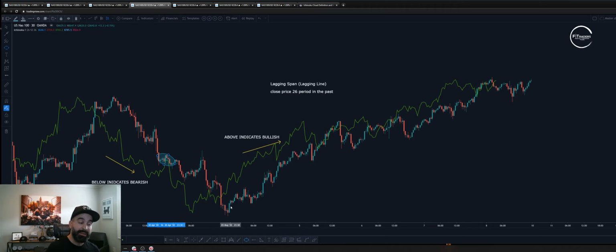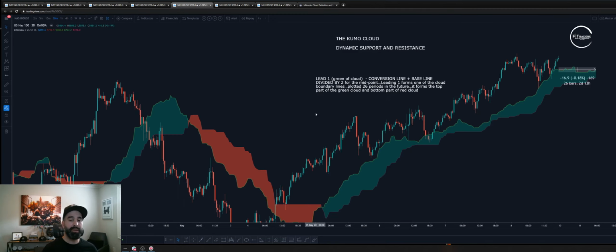26 periods in the past, a lot could change in 26 periods, so it's a little bit tricky. I don't love it. I don't like to use it. I don't use it personally, but it is something you should be aware of. And looking at it over here, in this case, you can see the lagging span is just above the price, but we've been choppy in this range, which tells us we're likely going to stay in a choppy range until we get a clear movement like we saw over here. That's how you would use the lagging span.